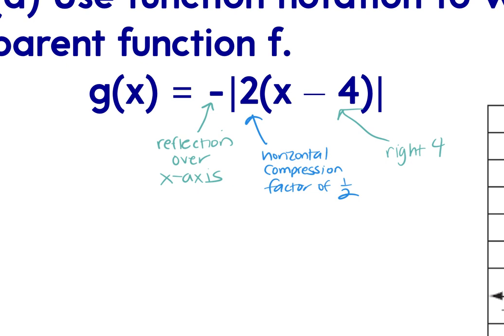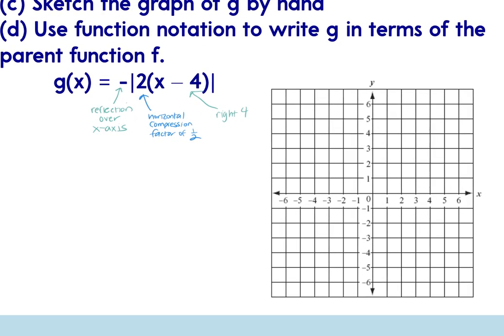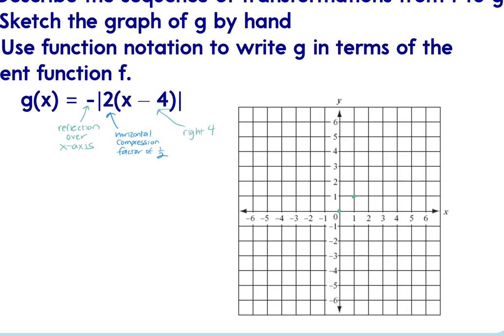Now it typically will give you that notation where the variable is outside of the expression, like x minus 4. If it had said 2x minus 8, I would have had to factor out the 2 to separate the compression from the horizontal stretch, but it will typically give it to you the way that it's written there.